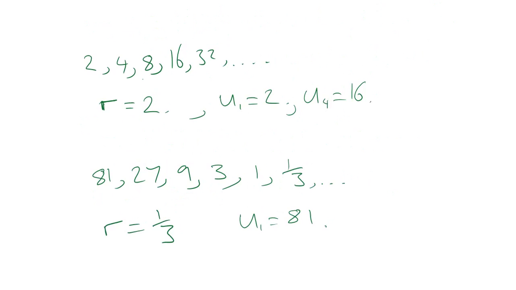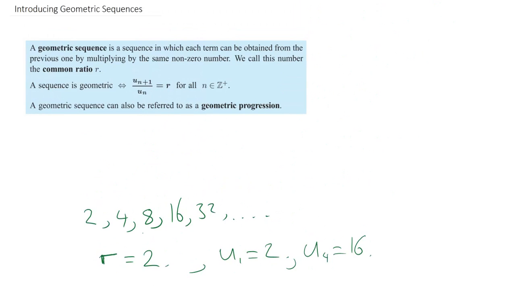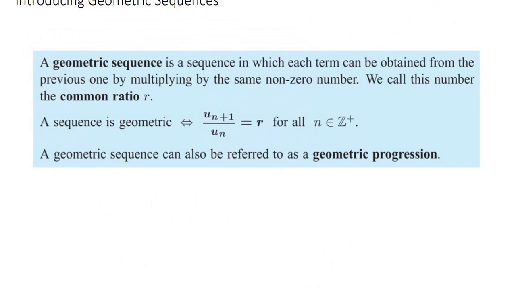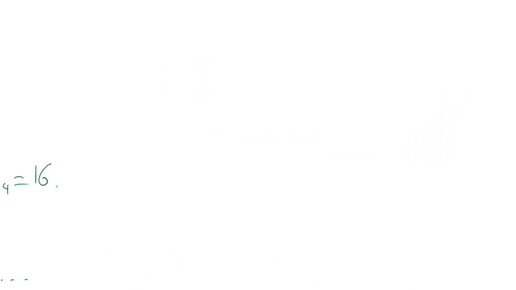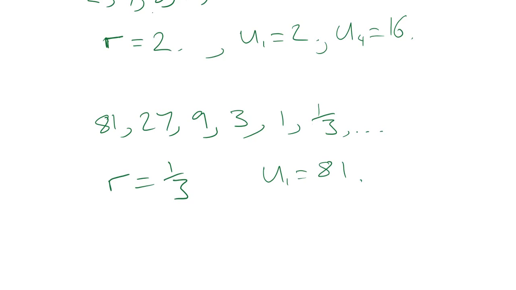Okay, so that is what a geometric sequence is. That is defined here. The only thing to really say is that we define it by taking one term, and if we divide it by the preceding term, we're going to get that common ratio R. Now then, let's see if we can derive some kind of formula for this. Where should we go? Over here, look.